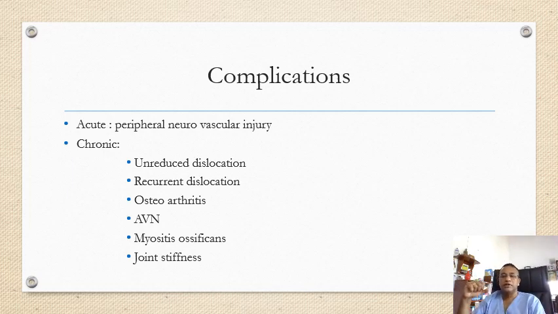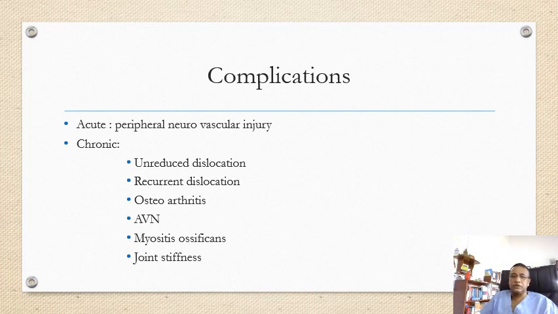Acute, mainly it's distal neurovascular deficit. Any neurovascular deficit can be due to the initial injury or iatrogenic, due to the method you have resorted to for the reduction. Then chronic, the first one is unreduced dislocation. That means you tried, but the dislocation has not been reduced. You have not taken a radiograph, then later if you take an X-ray, you will see an unreduced joint.